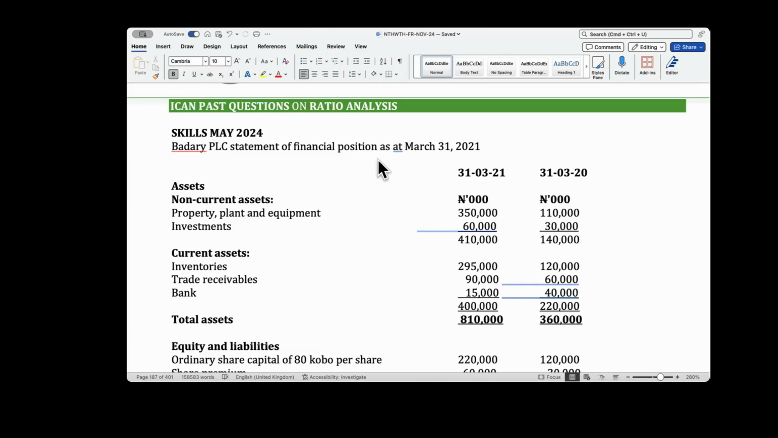We are going to look at some questions, specifically past questions on ratio analysis. We're going to start with that of last diet. So last diet, there were 2 questions on ratios. So this is the first one, which was the B part of question 1.